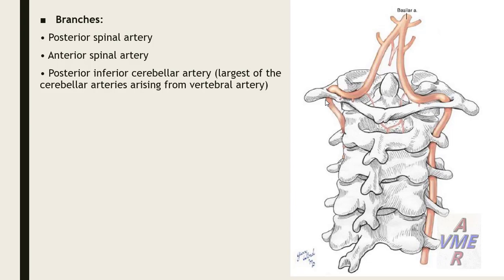So what are the branches of the vertebral artery? The anterior spinal artery, the posterior spinal artery, and also the posterior inferior cerebellar artery, which is the largest branch of the cerebellar arteries.